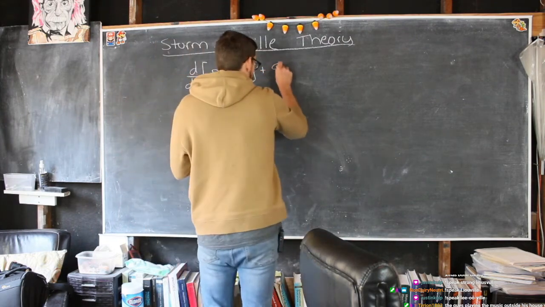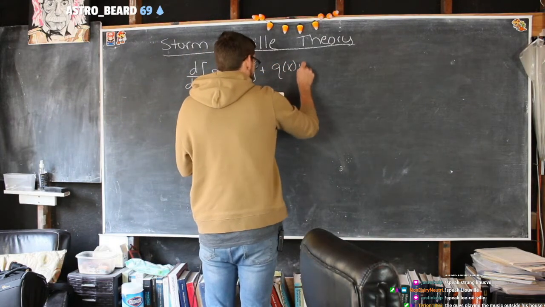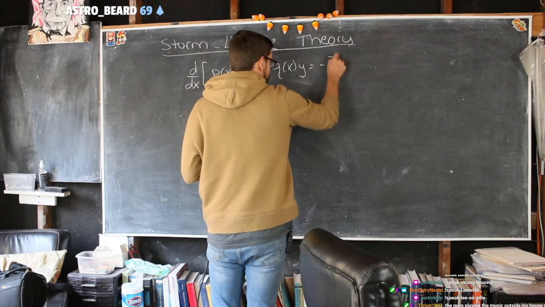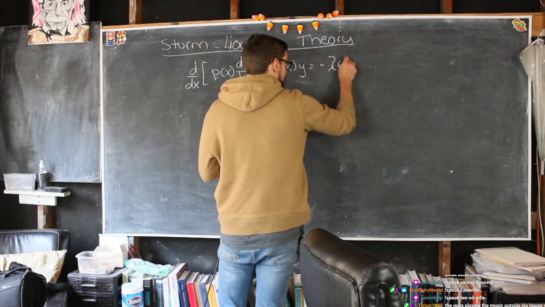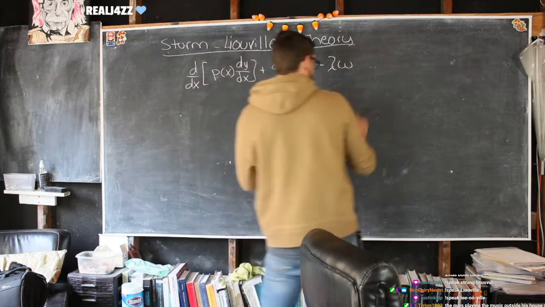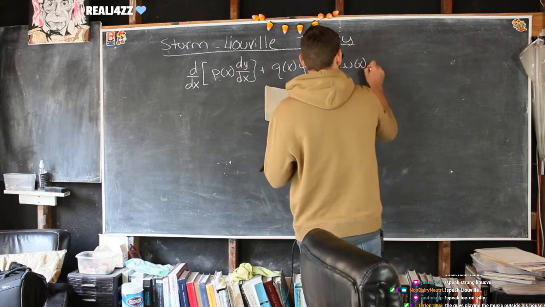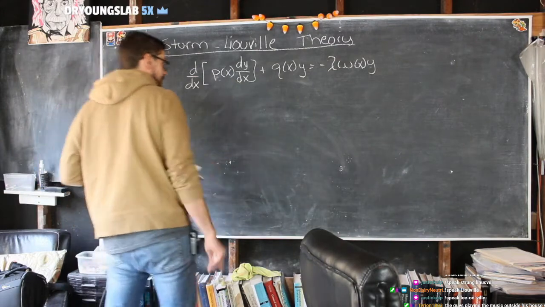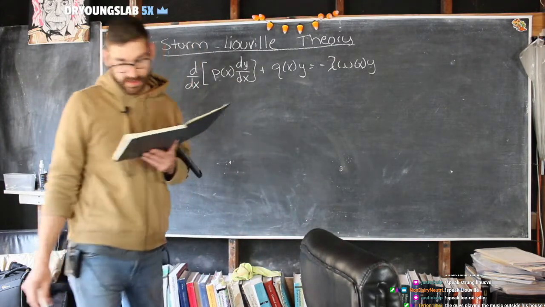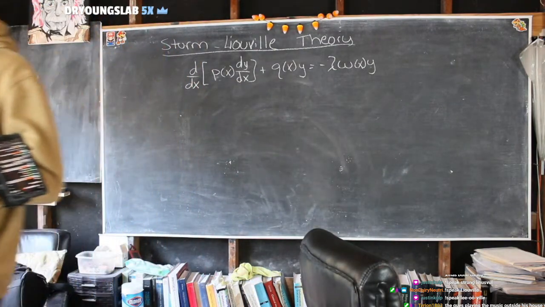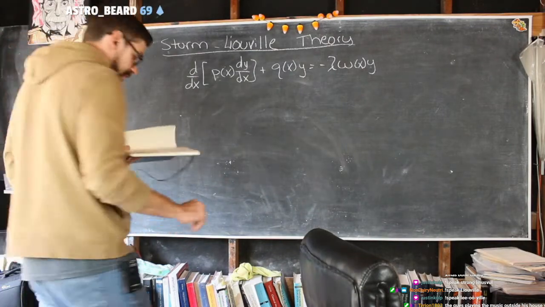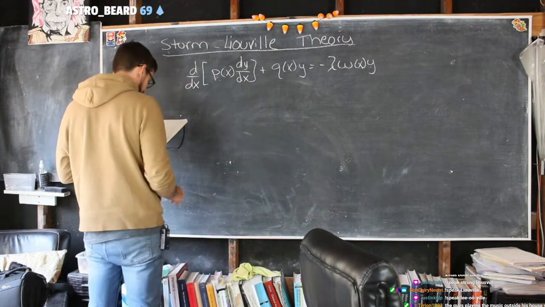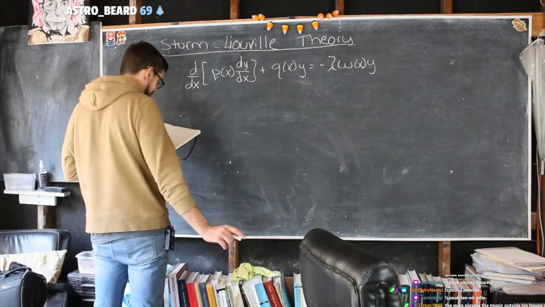plus q of x y, which is equal to negative lambda. We're going to use w. I guess you can use r in some cases. A couple of the places I was looking at had w as r, and a couple other ones had r as w. So this is what we call the Sturm-Liouville equation, and solving this is the Sturm-Liouville problem.